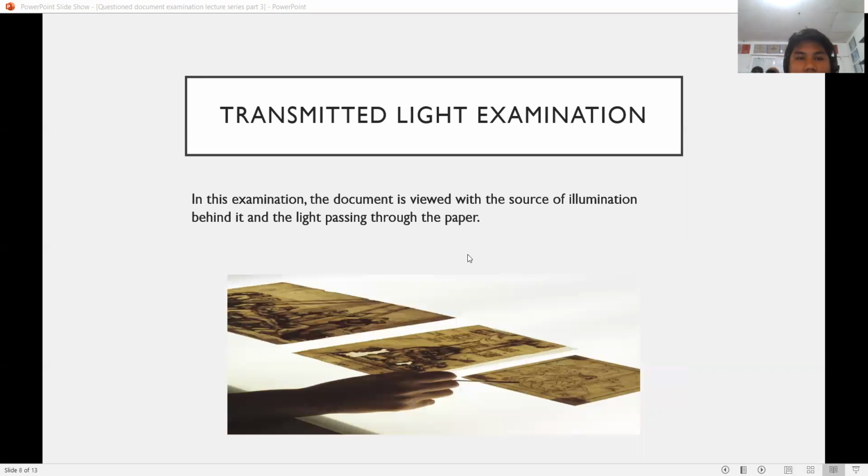Next, we have the transmitted light examination. So in this examination, the document is viewed with the source of illumination behind it and the light passing through the paper. So just like in this picture. Okay, so the document is viewed with the source of illumination behind it. Okay, and the light passing through the paper. So mas clear. Okay, and documents are subjected to this type of examination to determine what? The presence of erasures, Japan, matching of serrations, and some other types of alterations. Okay.